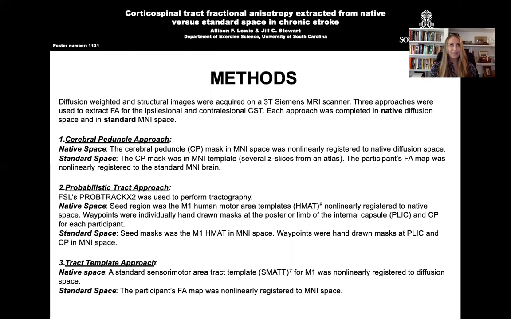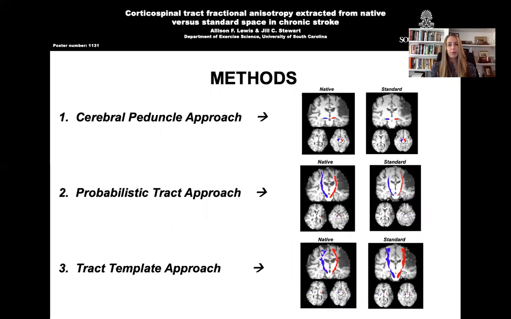Here are the methods from the paper. This is a lot of words, so I'm going to make it really simple. All of our participants underwent imaging, and then we used 3 different commonly used approaches for capturing the CST. We used a cerebral peduncle approach here, where we drew a mask on 3 adjacent slices in the cerebral peduncle. We used a probabilistic tract approach, where we drew tracts from the cortex to the CP in each person, and then we used a tract template approach, where we used a template from a published template of the corticospinal tract. And then we extracted FA values from both standard and native space.